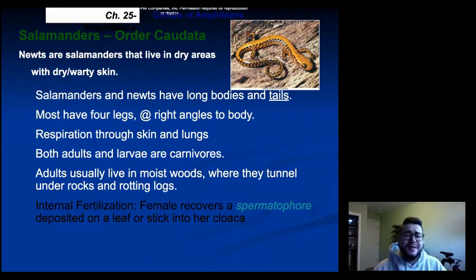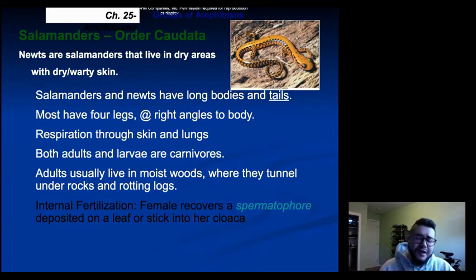Order Caudata is the salamanders, and that includes generally newts and salamanders. The difference between a newt and a salamander is that newts are generally salamanders that live in drier areas with more dry and warty skin. Both animals here have long bodies and a tail. They have 4 legs at a right angle to their body. They respire through skin and lungs. Both the adults and the larvae of salamanders are carnivores.